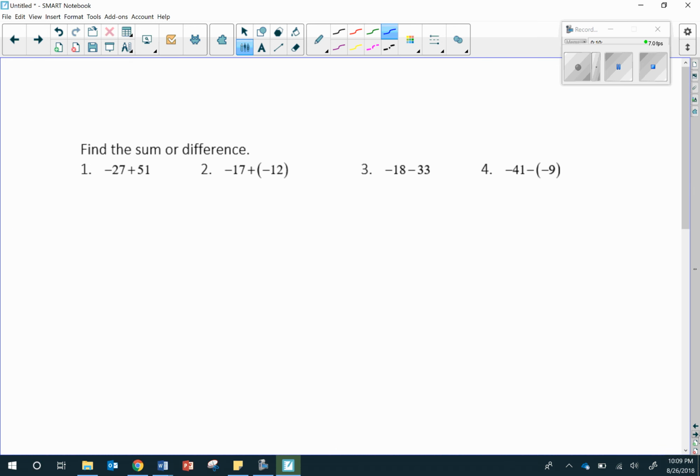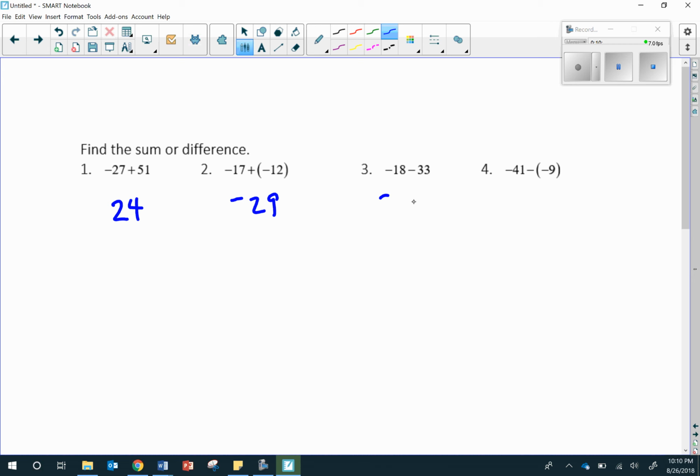Continuing with review problems, we're going to find the sum or difference, so either add or subtract these. We have negative 27 and 51. We're going to subtract 27 from 51, which is 24. Take the sign of the greater absolute value, which in this case is 51. It's positive, so we end up with positive 24. Number 2, negative 17 plus negative 12. Our signs are the same, so we simply add them. Our answer is negative 29.